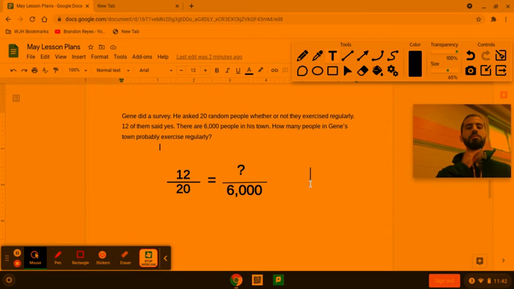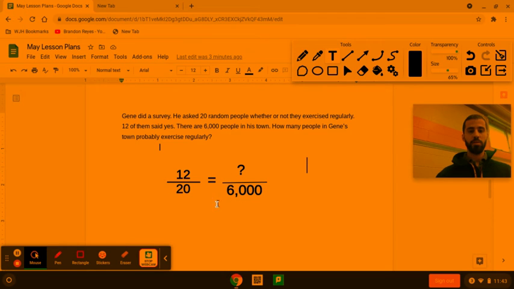And what we have is we have the total on the bottom. The total amount is always in the denominator. And then the amount that we are particularly wondering about is in the numerator on top. So we need to make these into equivalent fractions. And there are a lot of ways to do that.